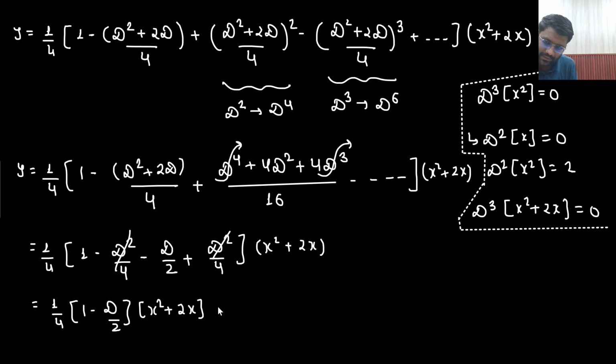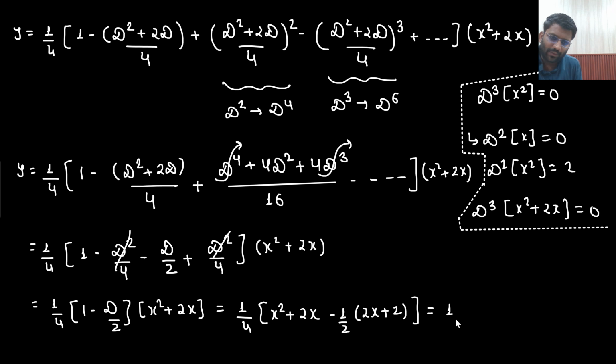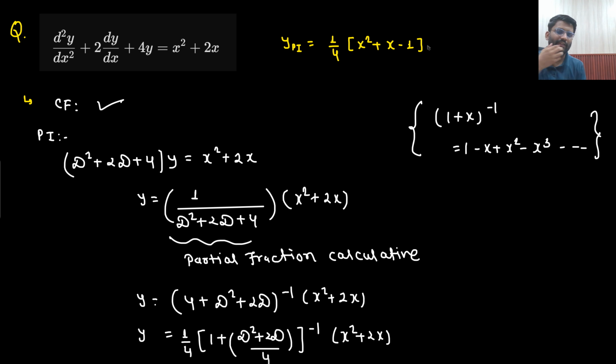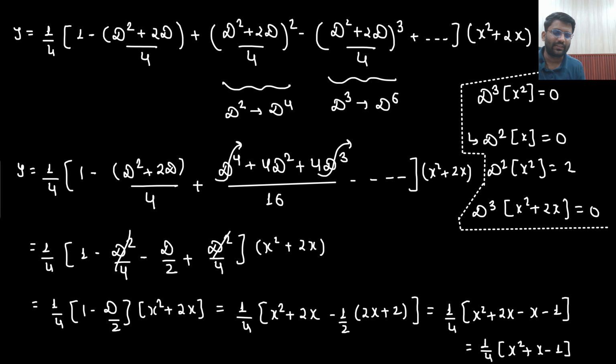x square plus 2x. So what are you getting? 1 by 4 (x square plus 2x) minus 1 by 2 (2x plus 2). So 1 by 4 (x square plus 2x minus x minus 1). Okay, x square plus 2x minus x minus 1. So that would be equal to 1 by 4 (x square plus x minus 1). This is the particular integral that we are getting. Okay, so that's the answer that we are getting. Eventually, this is your particular integral.